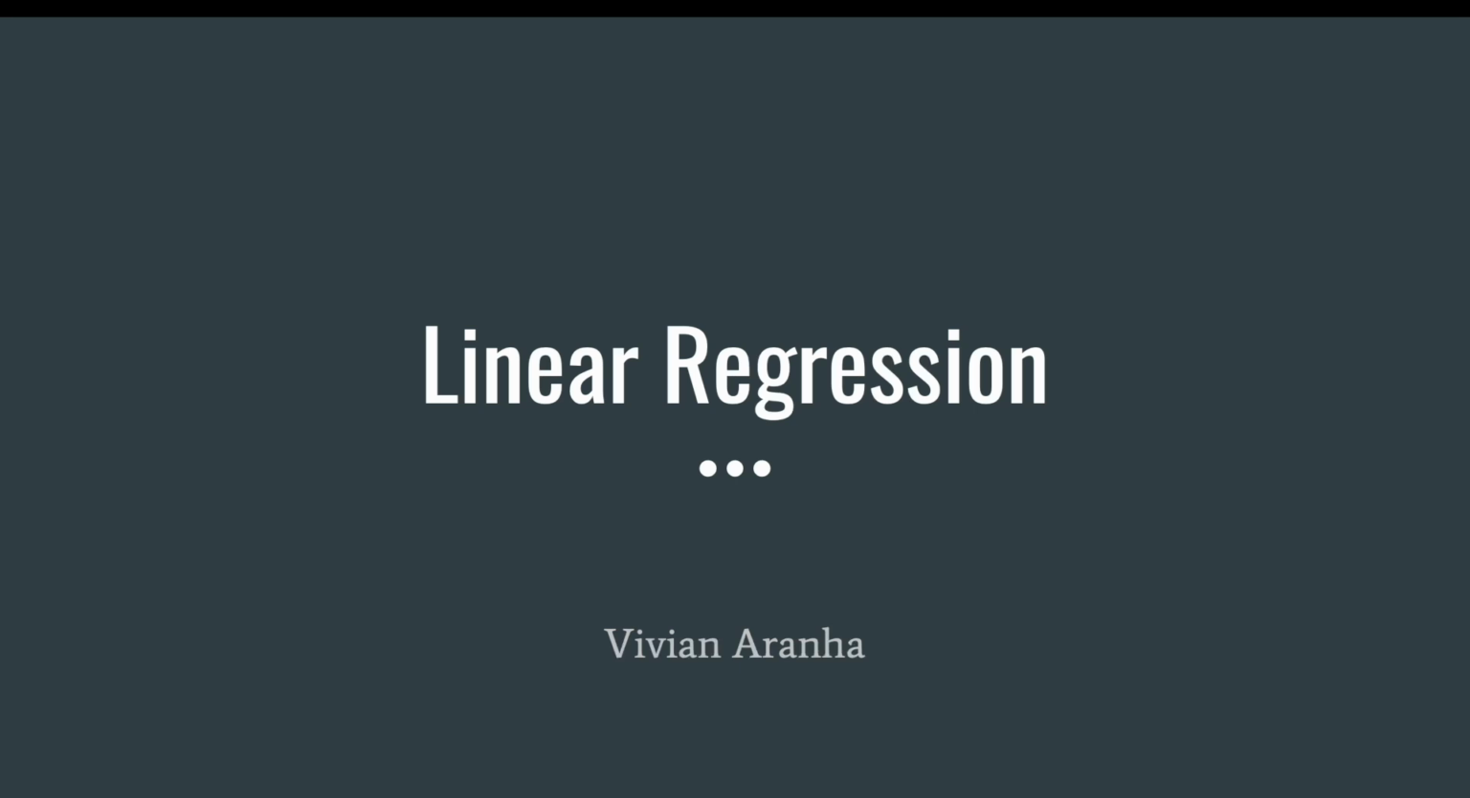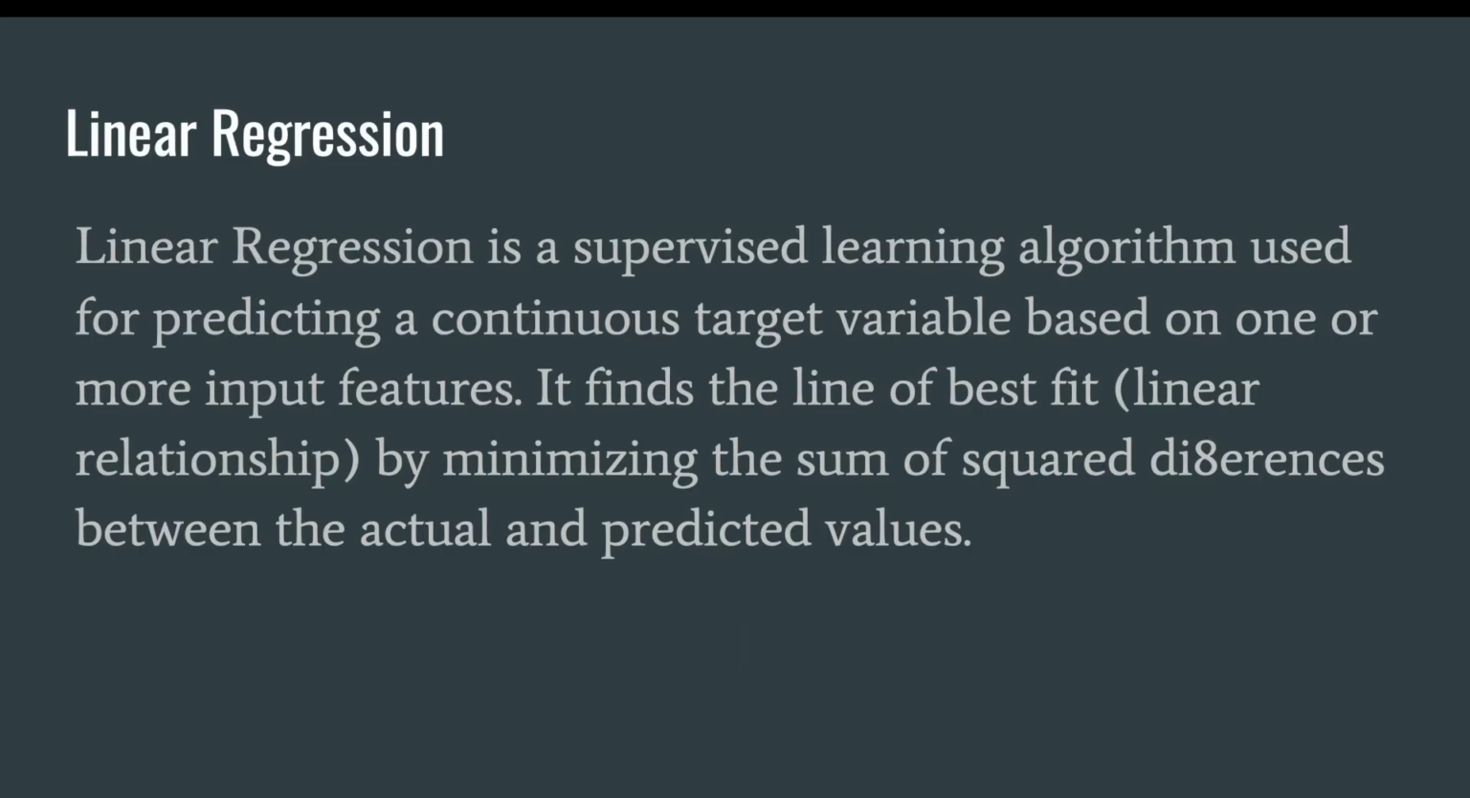Linear regression. Now, linear regression is a supervised learning algorithm used for predicting a continuous target variable based on one or more input features. It finds the line of best fit, which is also called a linear relationship, by minimizing the sum of squared differences between the actual and predicted values. Let's see how we can have a simple implementation using scikit-learn in Python.